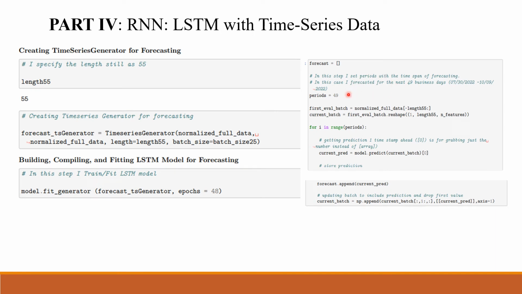In this case, I forecasted for the next 49 business days, and this is the data range from 30th July 2022 to 9th October 2022. So the first batch, this actually just shows you the code that I used, and then also these are the other codes that I use to update the batch to include prediction and drop the last value.